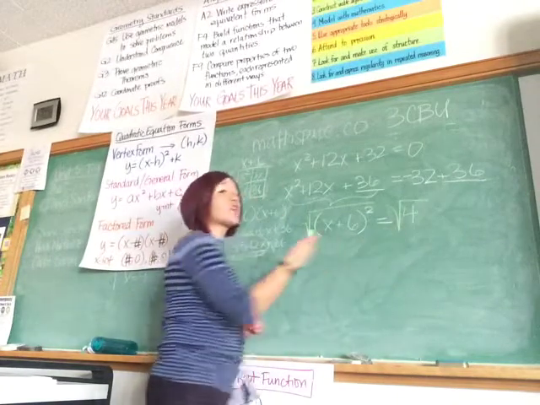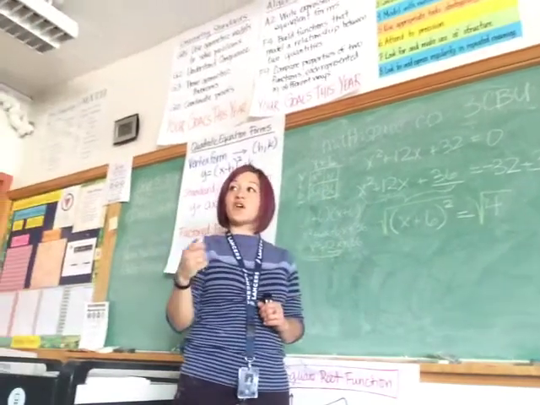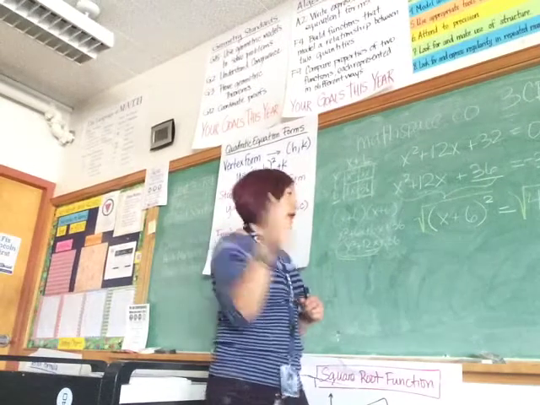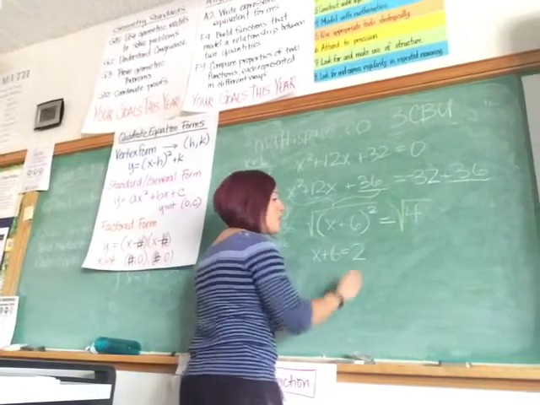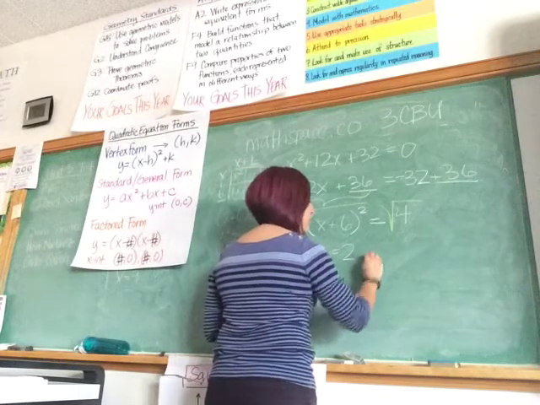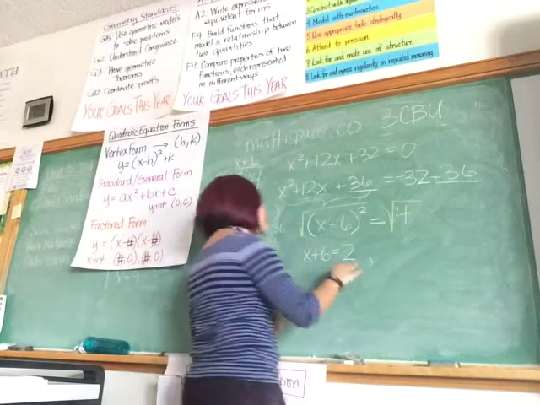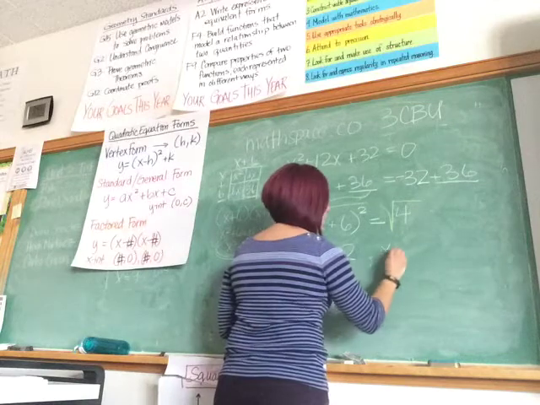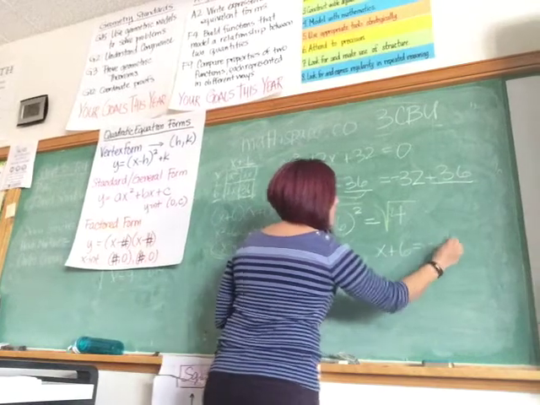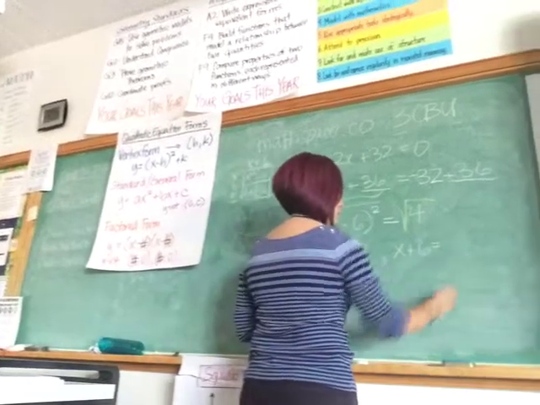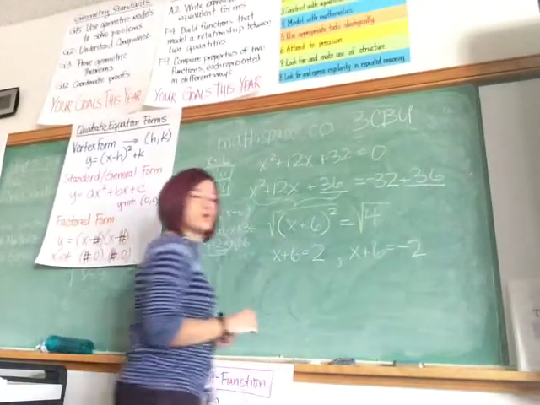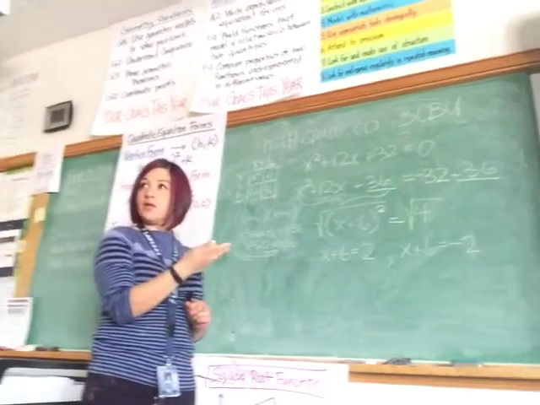Now remember, the square root of 4 is not just 2. It's also what? Negative 2. So I know that I have x plus 6 is equal to 2, or, and in your online program, you could think of it as a comma, x plus 6 is equal to negative 2.